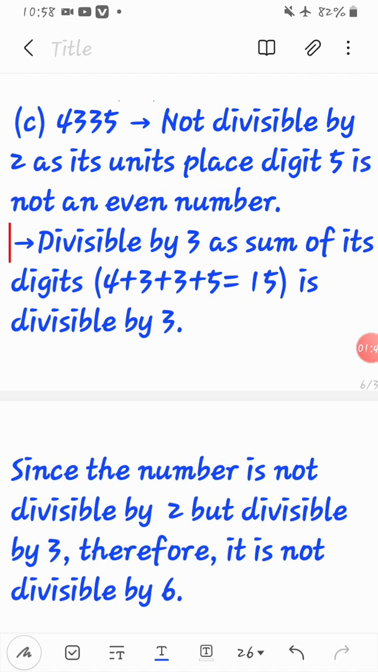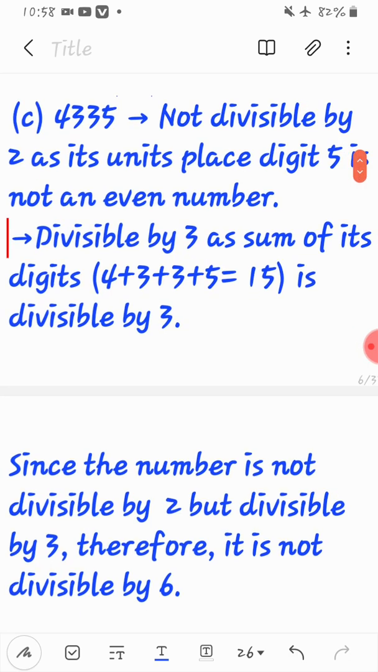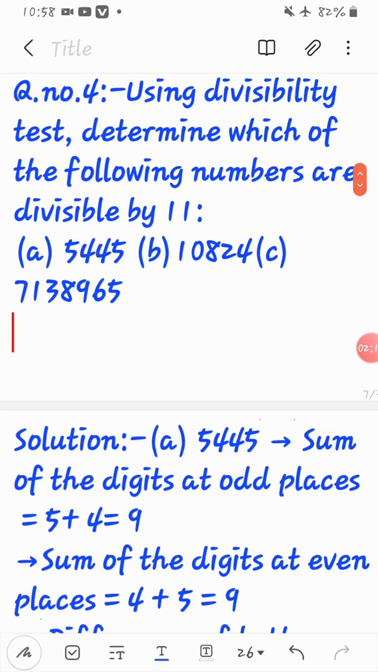Now see, 4,335. The last digit, the digit in the unit place, is 5, an odd number, so it is not divisible by 2. But the sum of the digits, 4 plus 3 plus 3 plus 5, is 15, which is divisible by 3. But it should satisfy both the rule of 2 and 3. Since the number is not divisible by 2 but divisible by 3, it is not divisible by 6. Hope you have understood question number 3 well.